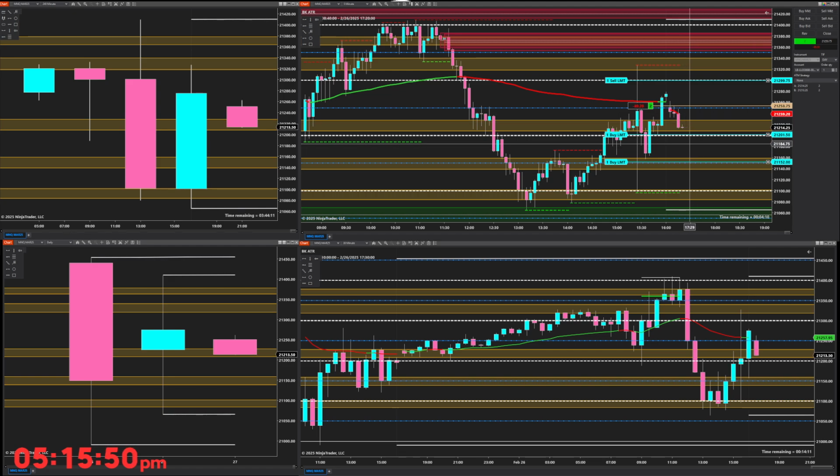I'll work my way out of that. I won't wait for the 50-point target or 100-point target. I'll work my way out at 5, 10, or 15, just whenever I can get back to break even sometimes. So you still have to manage the trade.